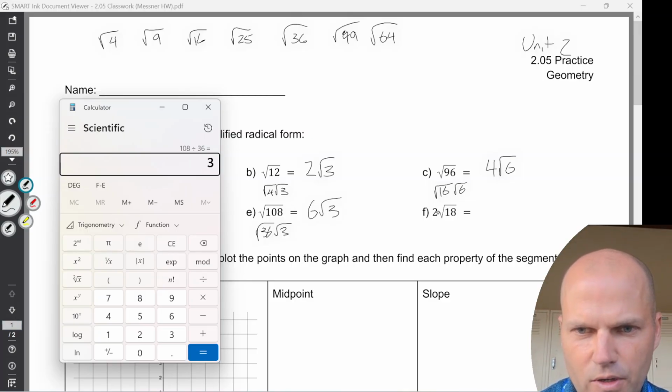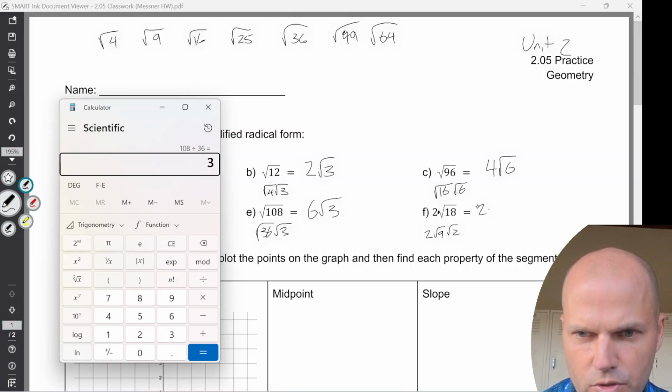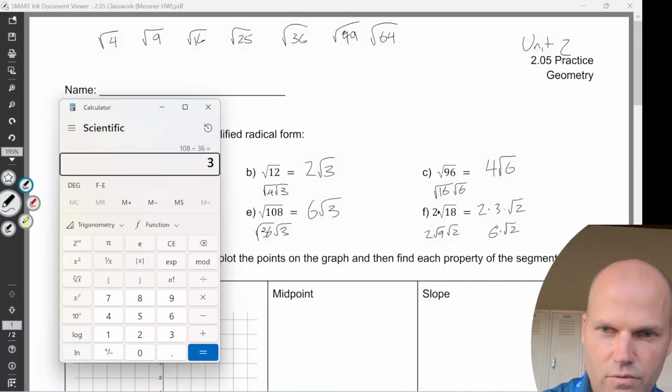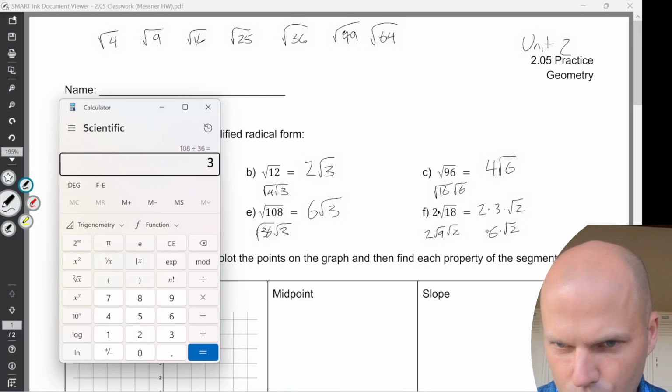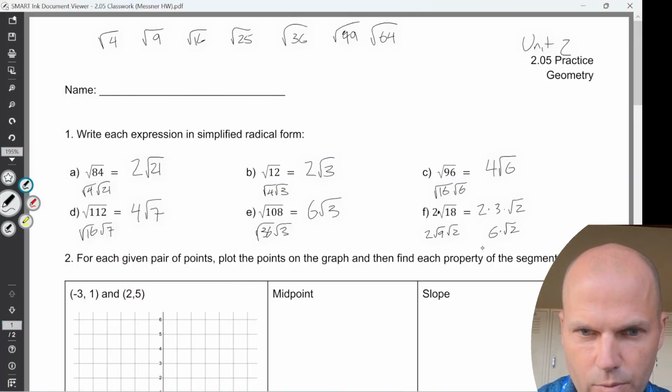What happens if you have a number in front? Well, remember that this is multiplication, so it's 2 times root 18. Root 18 is root 9, root 2. So this becomes 2 times, the square root of 9 is 3. Square root of 2 is root 2. 2 times 3 can be done. It's 6. 6 times root 2 can't be done. You can rewrite it as root 36 root 2 and make it root 72, but we're good with that.